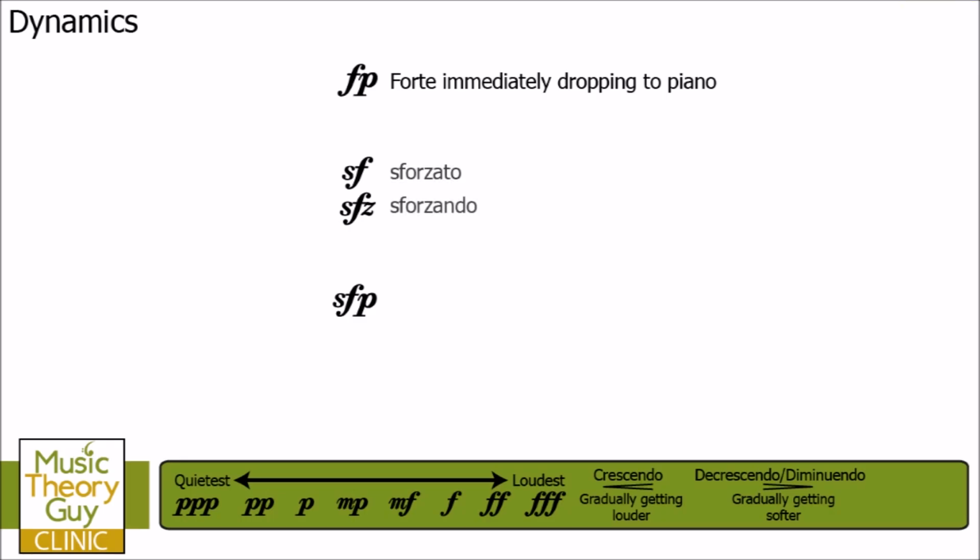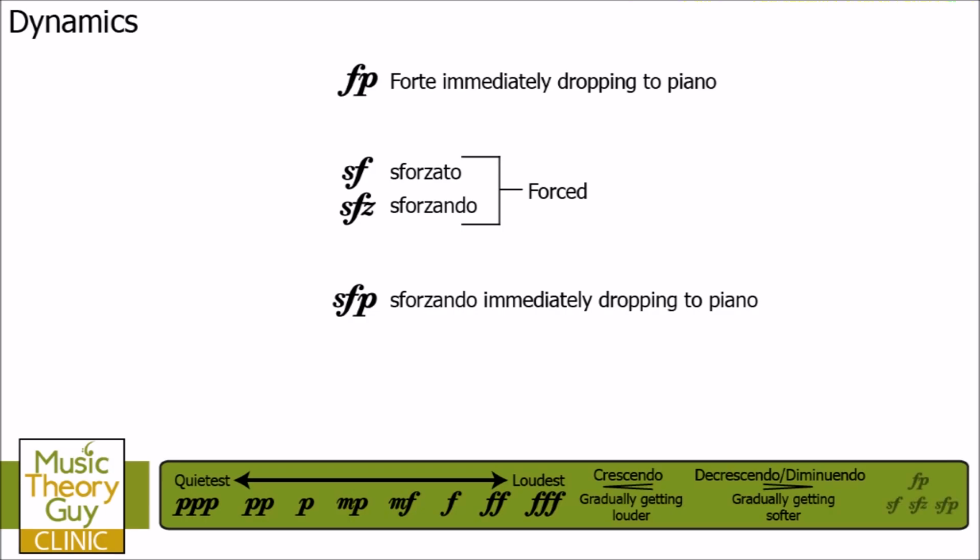SF and SFZ mean sforzato and sforzando. Now they both mean roughly the same thing, which is forced, so you give a bit of extra push on a note as you play it. And if you fancy looking for an example of that, have a look at the opening bars of Sibelius's Finlandia. It's a great piece, and a very good example of sforzando being used. And finally, we've got SFP, which means sforzando piano, and you'd play a note sforzando, so forced, but then the dynamic immediately drops to piano.